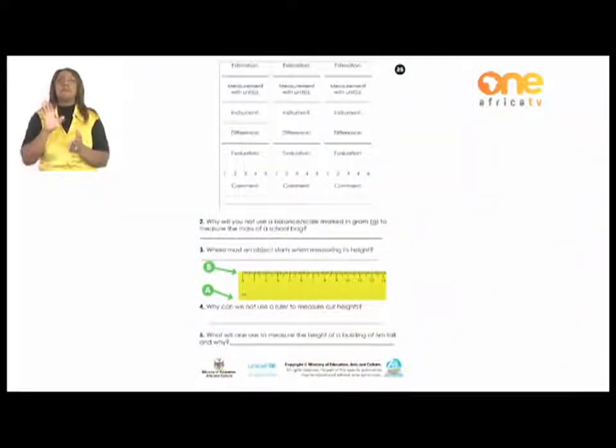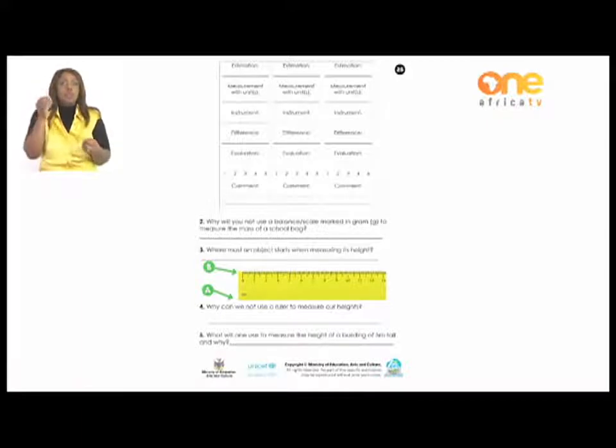Moving to page 25. Number 2, why will you not use a balance scale marked in grams to measure the mass of a school bag? I'll repeat that again. Why will one not use a scale which is marked in grams to measure the mass of a school bag? You just need to give a reason there.